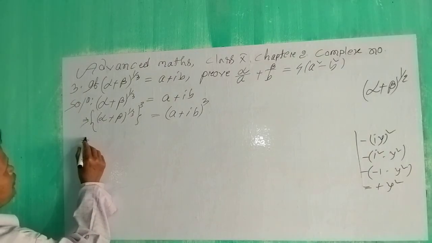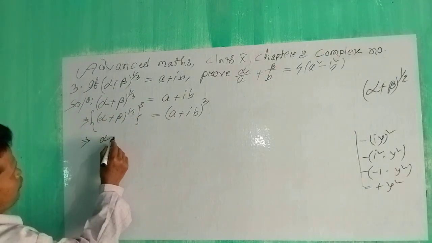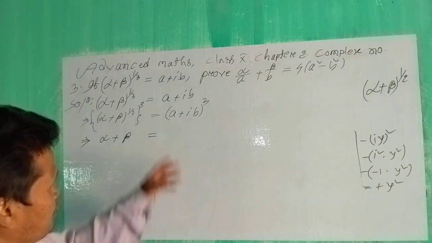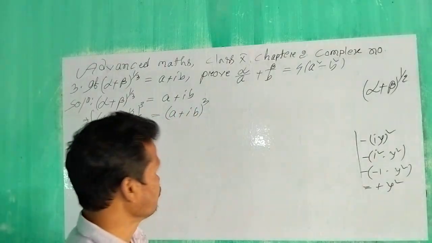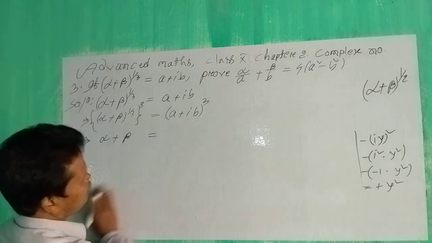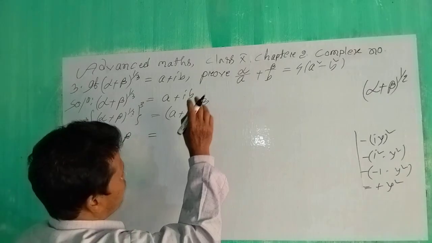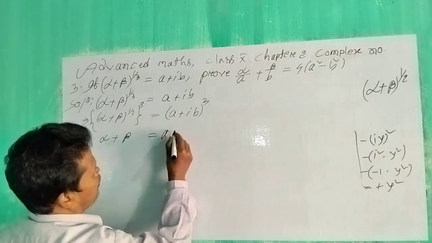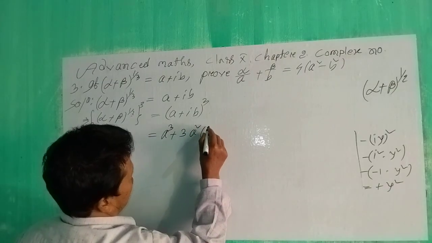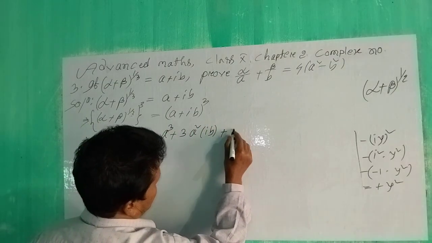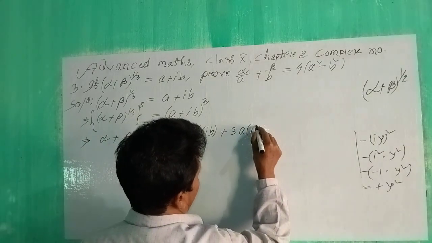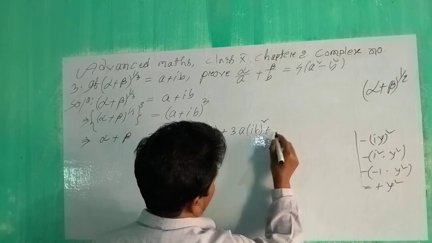Next, on the left side the 3 cancels, and we have only alpha plus beta. On the right side we have a plus ib whole cube, which uses the formula for a plus b whole cube. We know a plus b whole cube equals a cube plus 3a square b plus 3ab square plus b cube. In this case the a value is a and the b value is ib. Now a cube plus 3a square b plus 3a b square plus b cube.